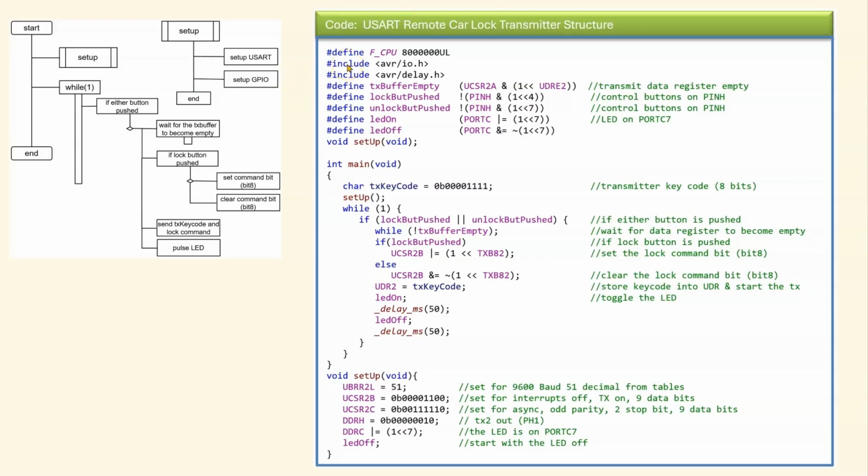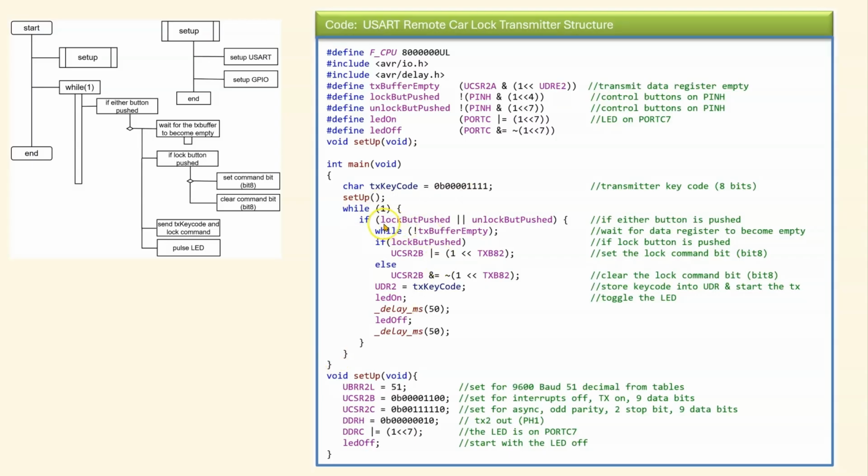We can see the code derived from the structure diagram. First off, we're using delays, so then we need to include the delay library and define the CPU clock frequency. We can look at the defines for the transmit buffer flag and our inputs and our outputs. We have the setup routine shown down here. I'll explain that shortly. We then have our transmit key code, which is 00001111. We call setup and we start in the while run routine.